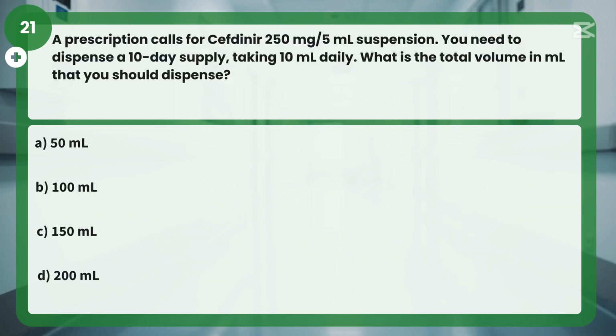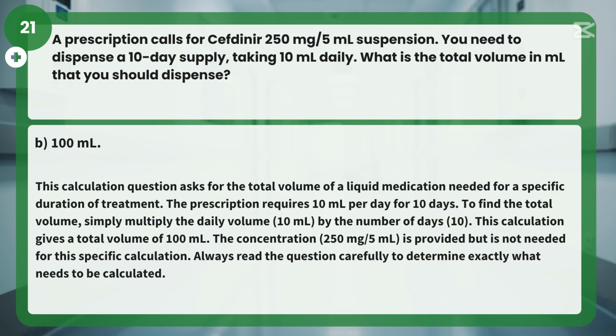Question 21. A prescription calls for cefdinir 250 mg per 5 ml suspension. You need to dispense a 10-day supply, taking 10 ml daily. What is the total volume in ml that you should dispense? A. 50 ml, B. 100 ml, C. 150 ml, D. 200 ml.